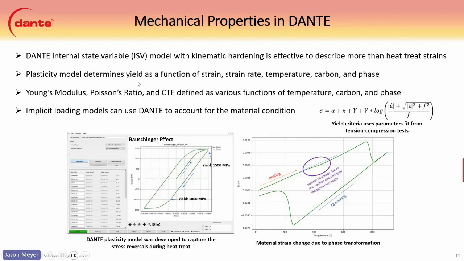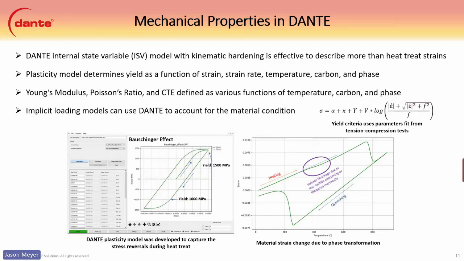The plasticity model determines the yield as a function of strain rate, temperature, carbon, and phase. The Young's modulus, Poisson's ratio, and the coefficient of thermal expansion are defined as various functions of temperature, carbon, and phase. And then the loading models can use DANTE to account for this material condition.